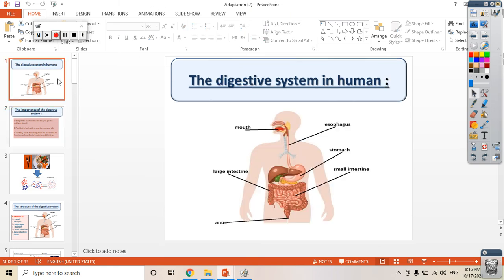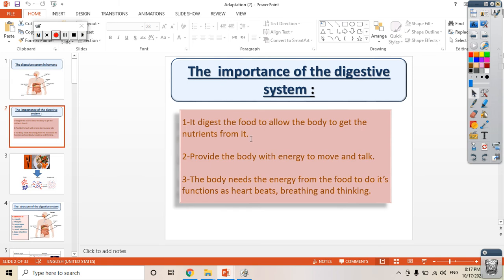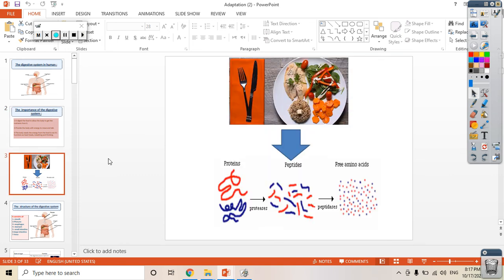And which system digests the food? It's the digestive system. The digestive system digests the food and allows the body to get the nutrients from the food. What is the meaning of that? Do you know what the nutrients are? We take it in Primary 3. The nutrients are carbohydrates, proteins, vitamins and minerals, and fats.